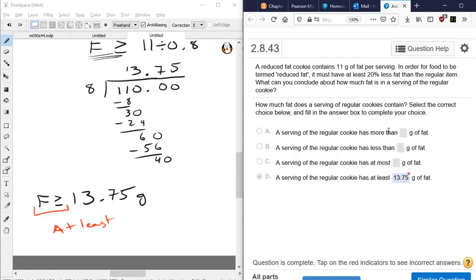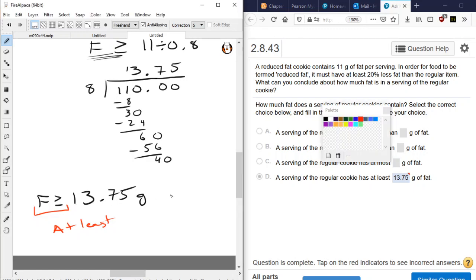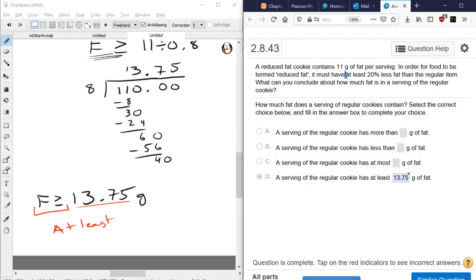So a serving has more than, a serving has less than, a serving has at most, a serving has at least. The answer is the serving has at least, because if it's directly equal to 13.75, then it still gets to count as reduced fat, because it says at least up here in the question. But it could be more.